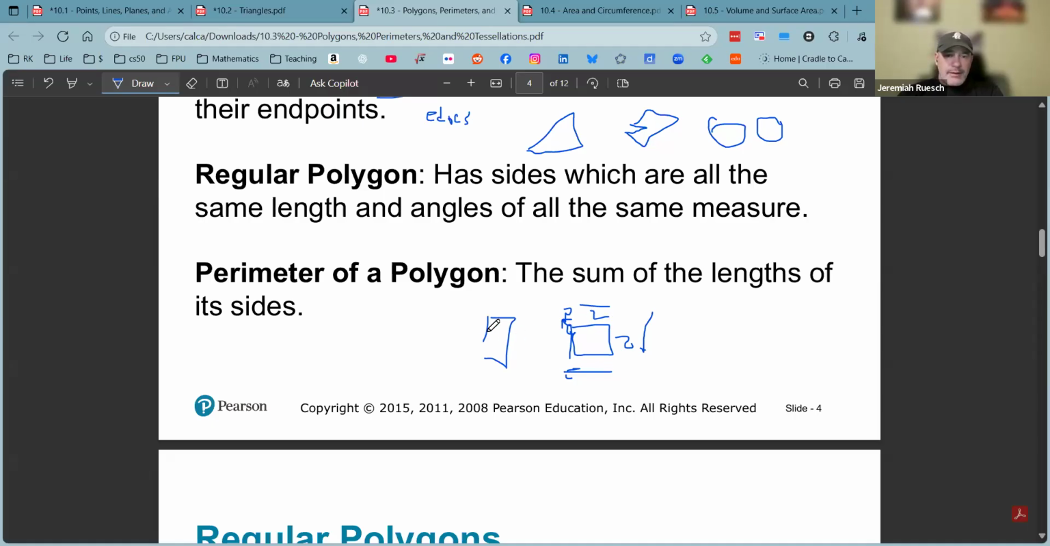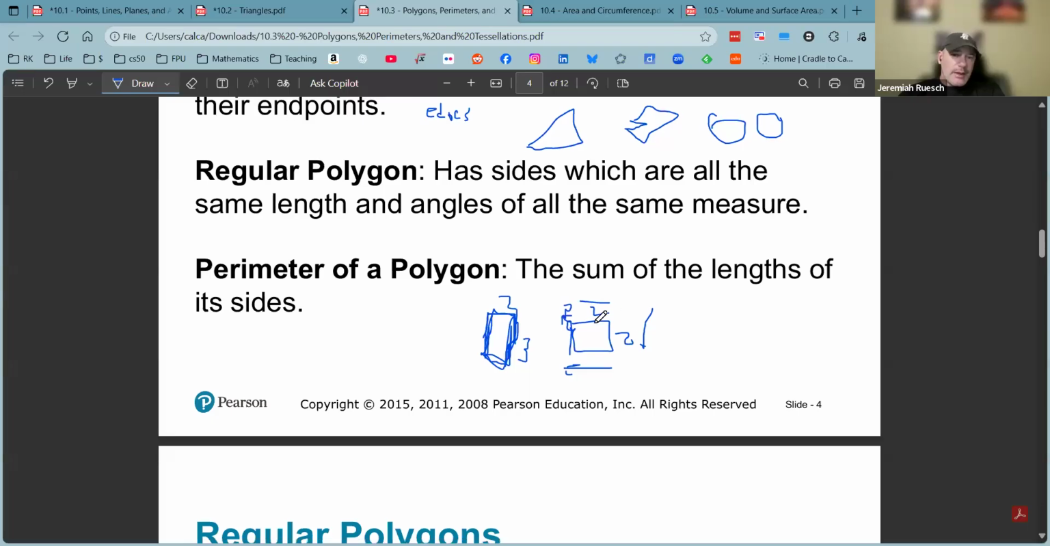If I extend this down and pretend that this is a rectangle, it's a polygon, but it's not a regular polygon. This could be 2, and this could be 3, for example. Then you start here, you walk this way, that's 2, plus 3 more, 5, plus 2 more, that's 7, plus 3 more, that's 10. So the perimeter in that case would be 10, whereas this one would be 8.